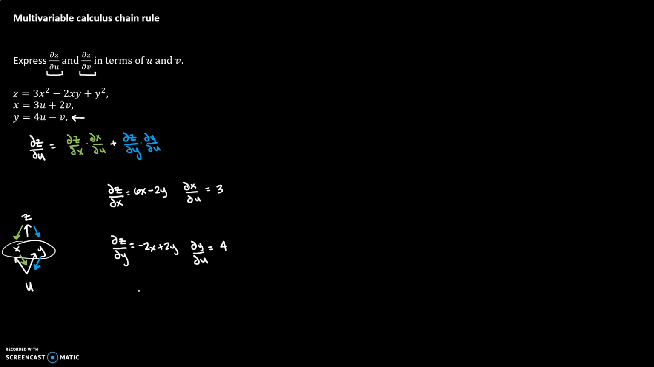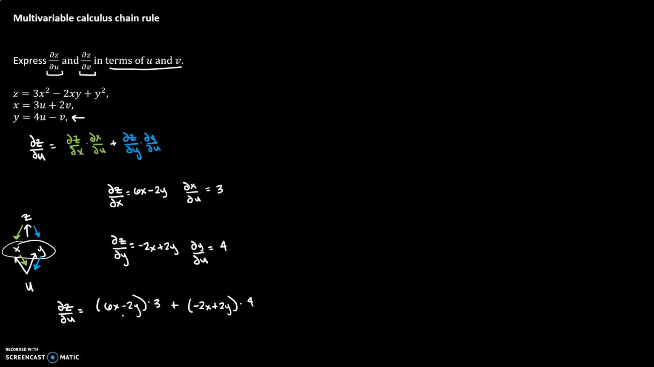We're going to take all four of these pieces and plug them into our expression for partial z with respect to u. We have 6x minus 2y times 3 plus negative 2x plus 2y times 4. And we do want to replace x and y with their function of u and v, because we don't want x, y, u, and v in our expression. We are asked to write this in terms of u and v only. So we need to pull out the x's and y's, replace them with the functions of u and v.